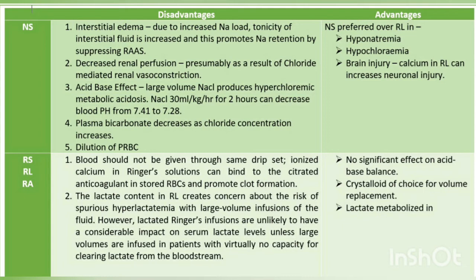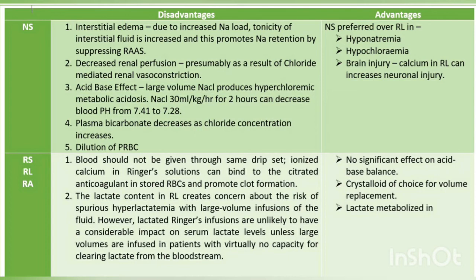The second disadvantage of normal saline is decreased renal perfusion, which presumably is a result of chloride-mediated renal vasoconstriction. Remember, the chloride content of normal saline is again high, 154 milliequivalents per liter, much higher than that of the plasma.